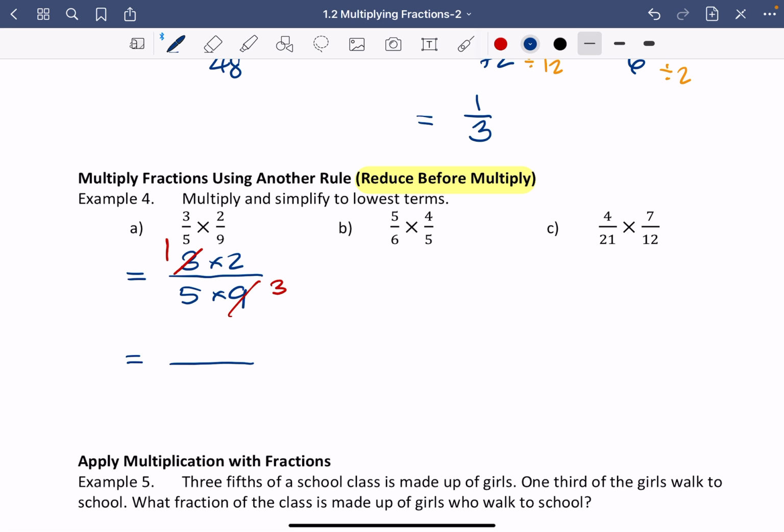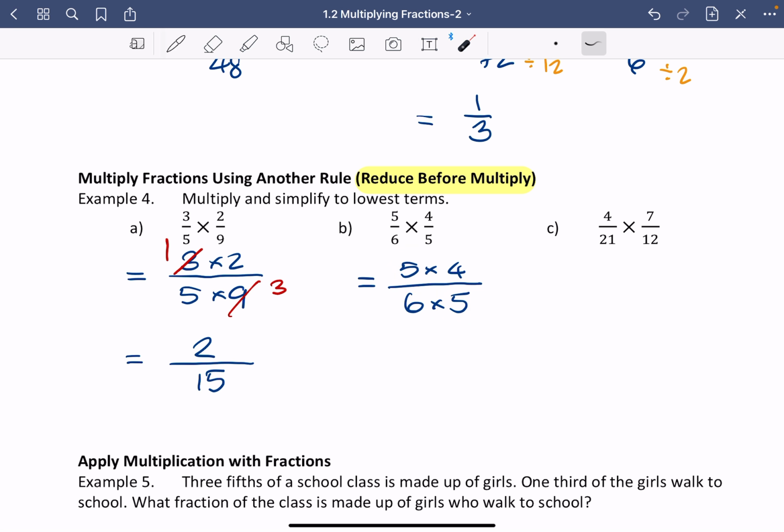Okay, so now what's left on top is 1 times 2. That will give you 2. Then what's left on the bottom is 5 times 3, which is 15. So that's the final answer for the first question. Let's look at the second question. So 5 times 4 over 6 times 5. Now, do you see any common factors between the numerator and denominator? You can see, oops, you can see that 5 and 5, they have a common factor of 5.